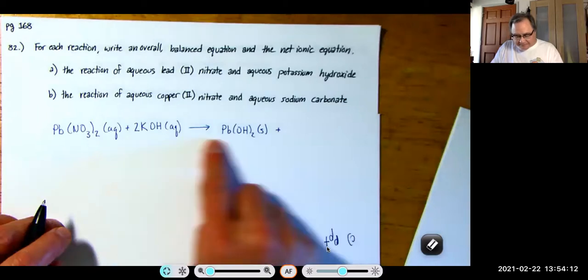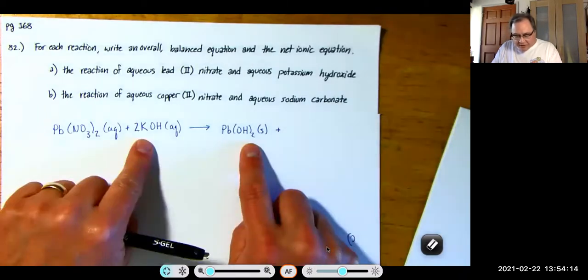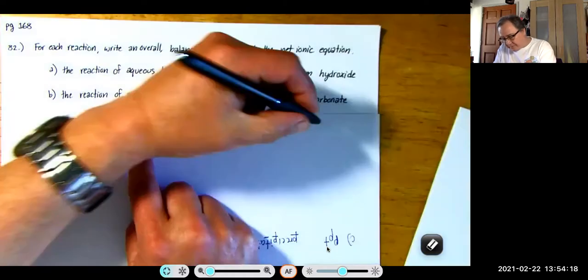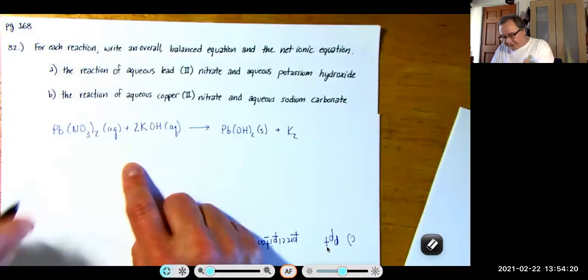Okay. And here, what's left over are the 2 potassiums and the 2 nitrates.